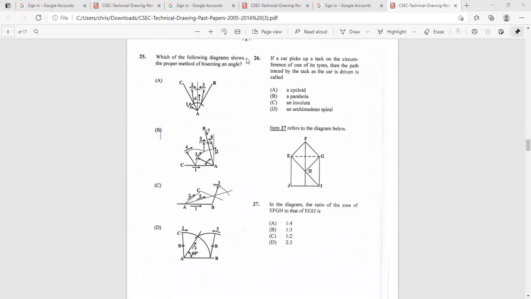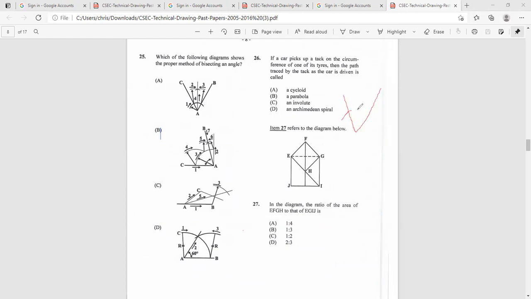Which of the following diagrams shows the proper method of bisecting an angle? Bisecting an angle. So here we have a line being drawn here, and we draw a line from this point where the line touches here. So first we draw an arc, right? Or to bisect an angle, this is the angle.